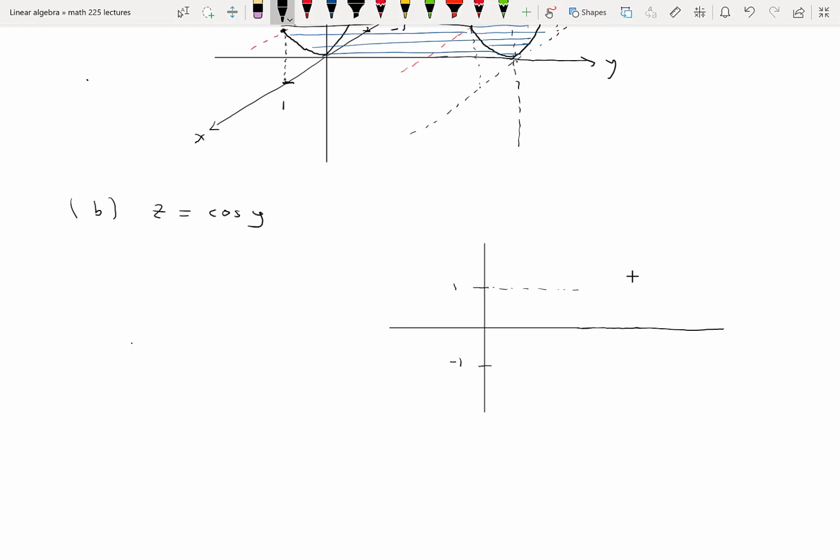Z equals cosine y. I'll just draw one period. Here is a little box between y between 0 and 2 pi. So I'm going to draw one period. So here's pi, here's pi over 2, here's 3 pi over 2. Cosine starts on the axis at 1, goes through 0, then goes through -1, then goes through 0, and goes back to 1. So here's an approximate graph of the cosine function.